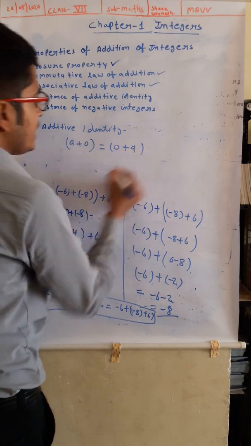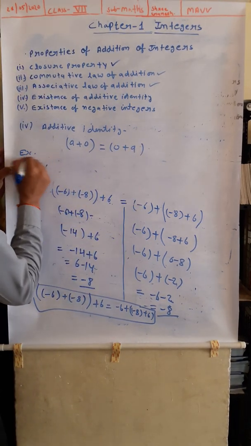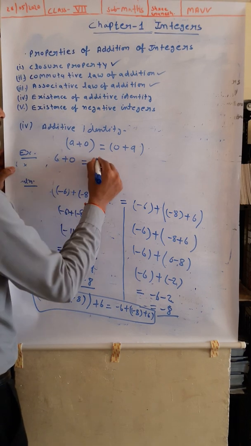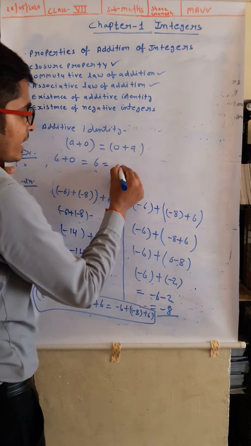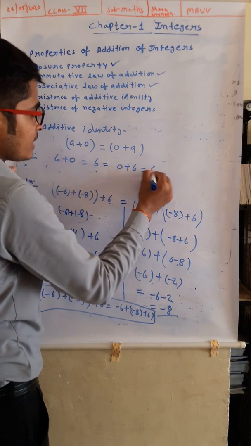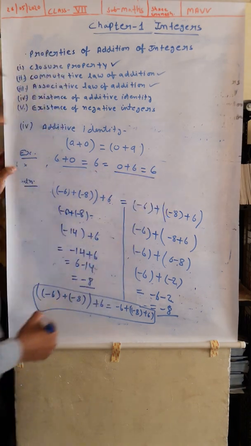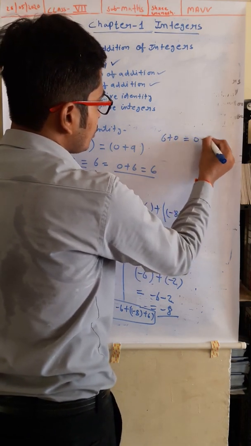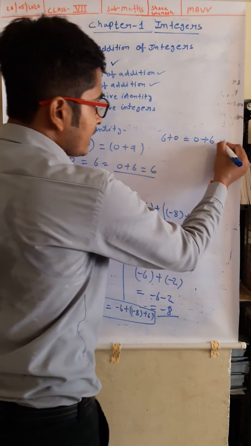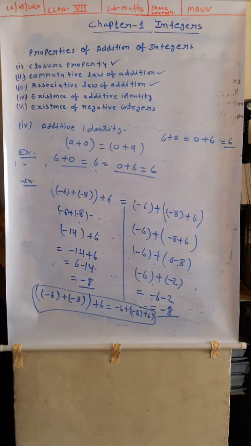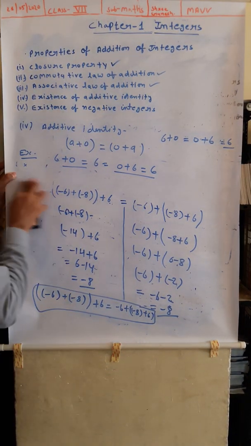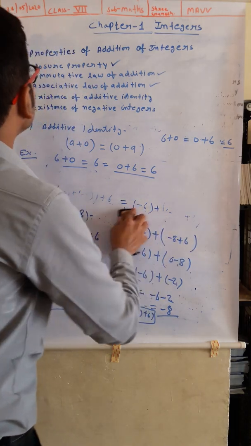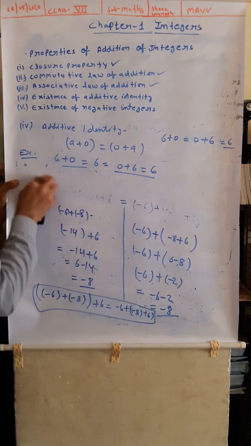For example, if I write 6 plus 0, then I will get 6, which is equal to, if I write 0 plus 6, then it is also equal to 6. That means 6 plus 0 is equal to 0 plus 6. Ultimately you will get 6. Now the next property is existence of negative integers.